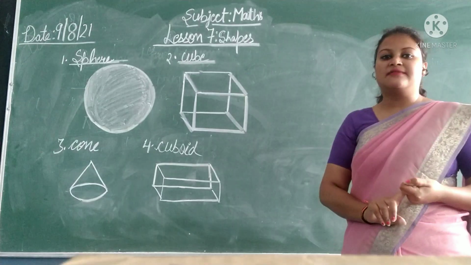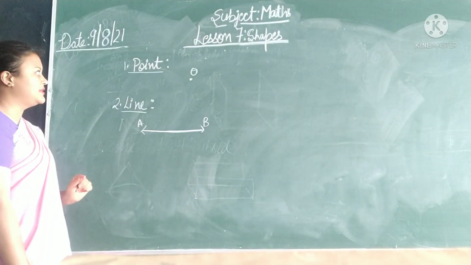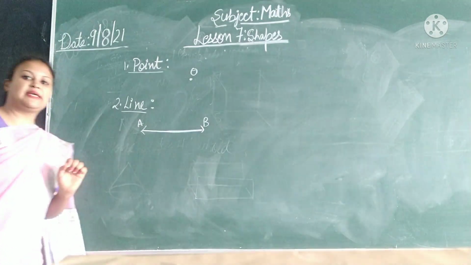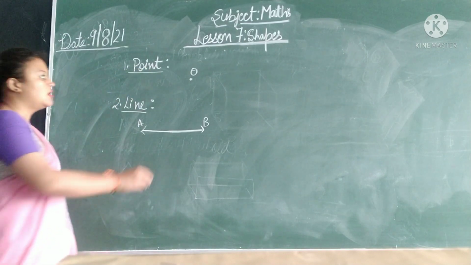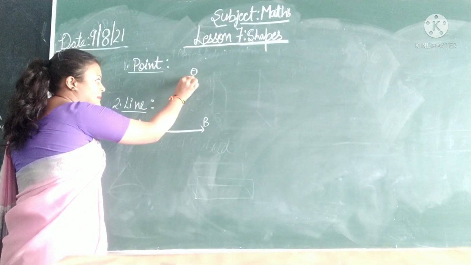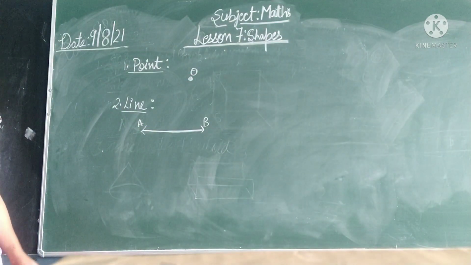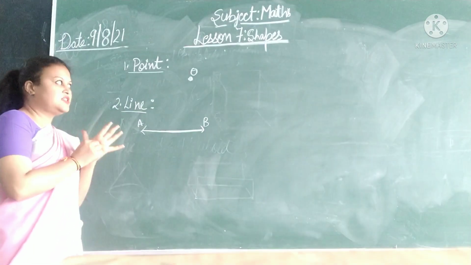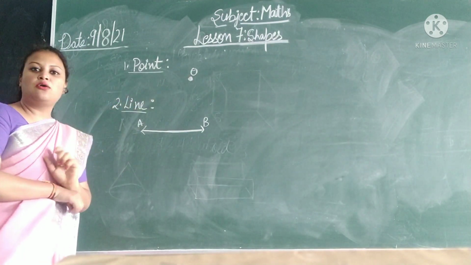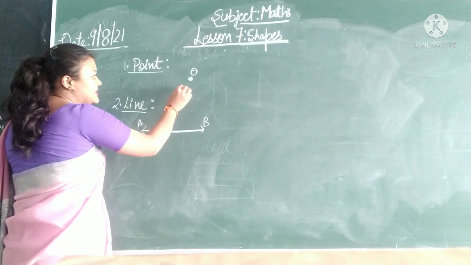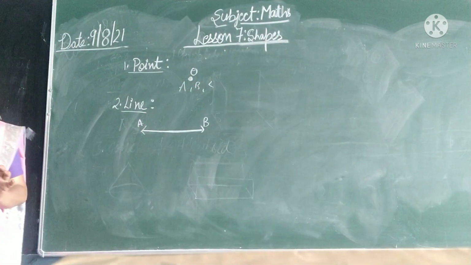Now we will see our chapter, lesson number 7, shapes. In this chapter the first and main topic is point. So what is a point? A point is marked on paper, and I have represented it with a symbol O. You can represent it with any symbol, A, B, C, any symbol you can represent a point.